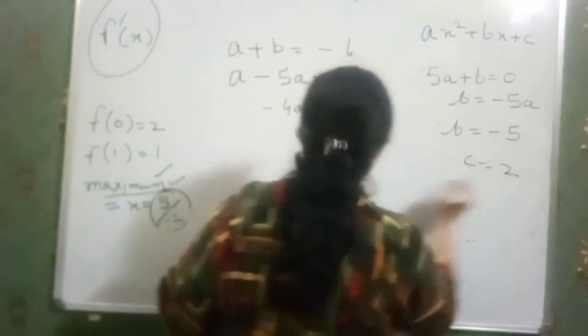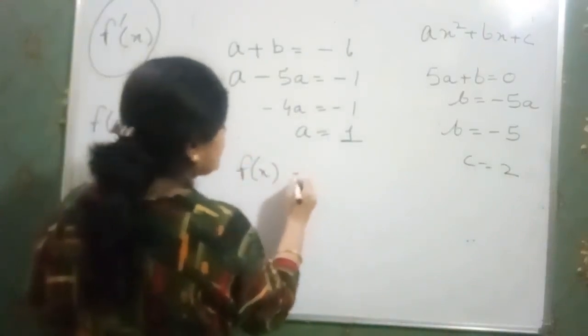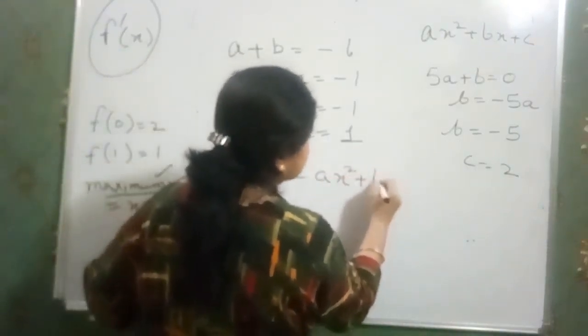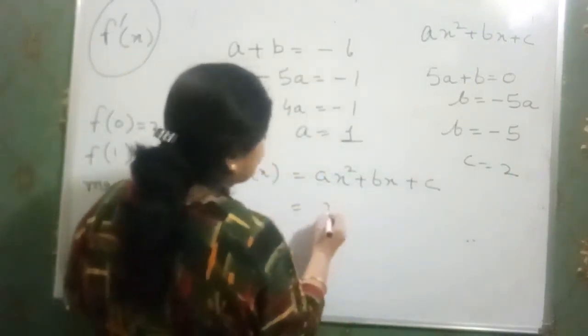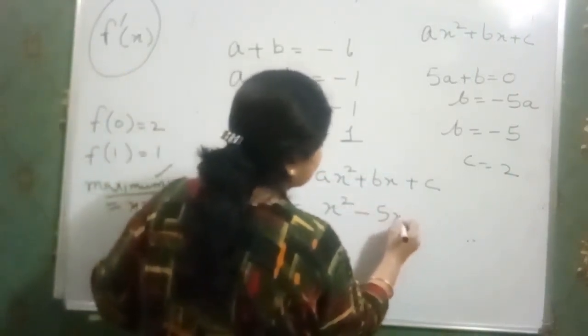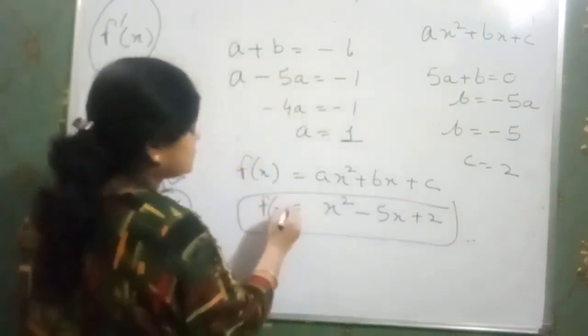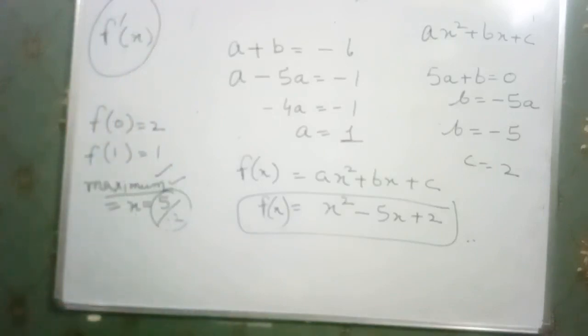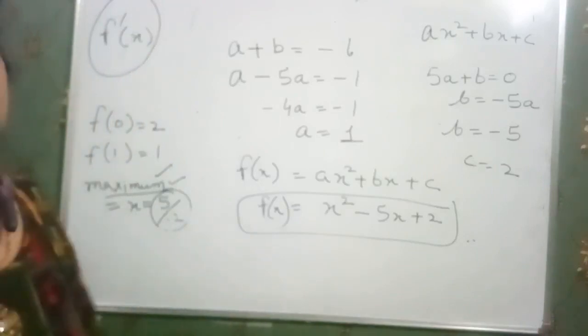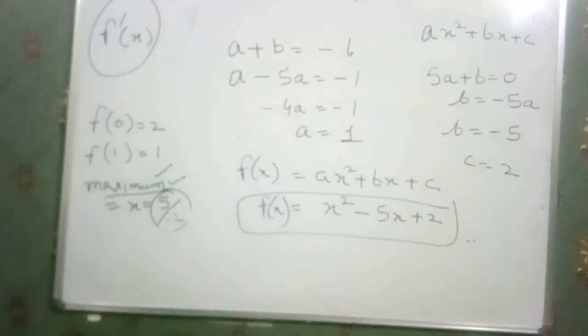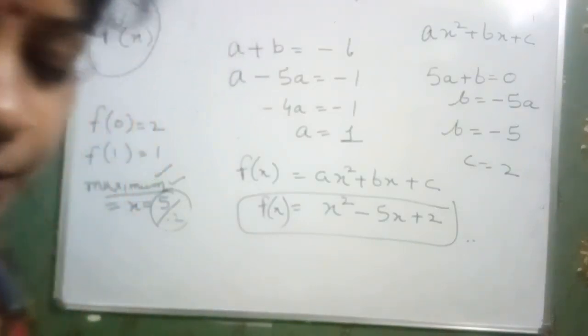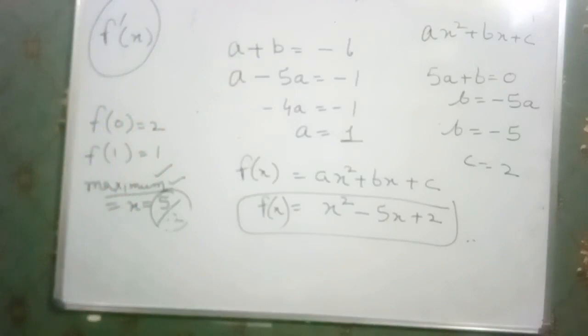So the function ax square plus bx plus c becomes x square minus 5x plus 2. This is the required function which is asked in our question. So in this way we do these types of questions. I also want to discuss two more questions regarding earlier concepts because they are typical ones and a little bit complicated. I think you must watch them.